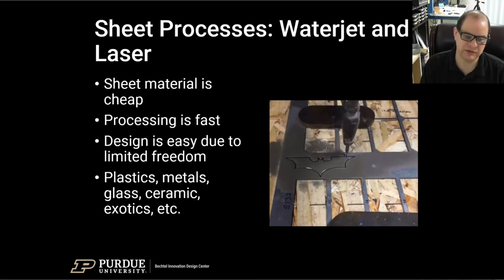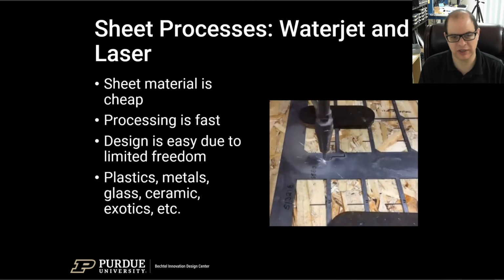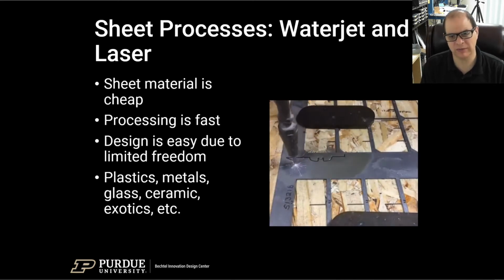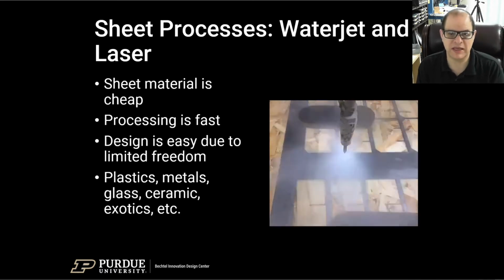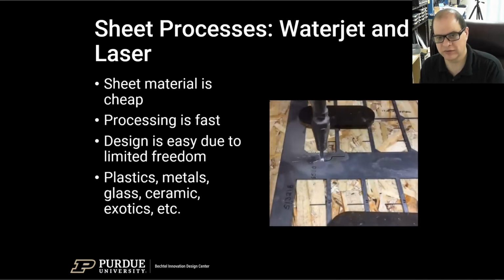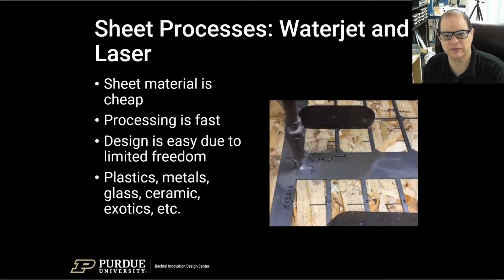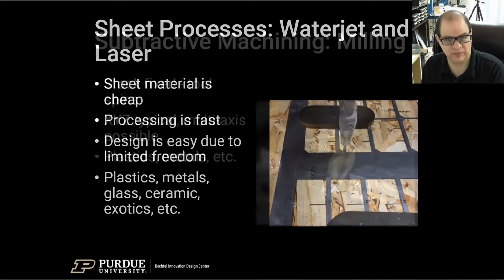Lasers can do plastics and metals, the water jet can do more: glass, ceramics, exotics like carbon fibers and other things. The thickest we've ever done is a 6-inch slab of titanium on the water jet in the center. So sheet processing, first in your toolbox. Very fast, but very limited.